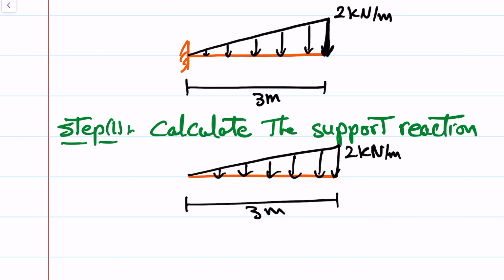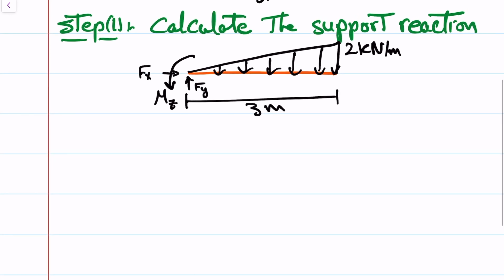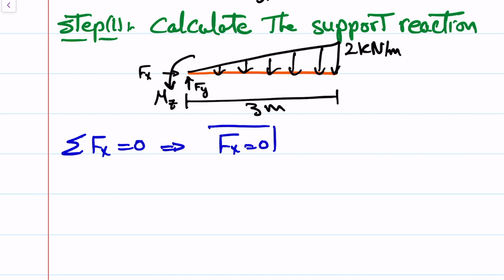And you have a support action Fy, Fx, and moment Mz. Okay, solve the equation of equilibrium to find the support action. Okay, so summation Fx equals 0. That means Fx equals 0. Okay, and then summation Fy equals 0.